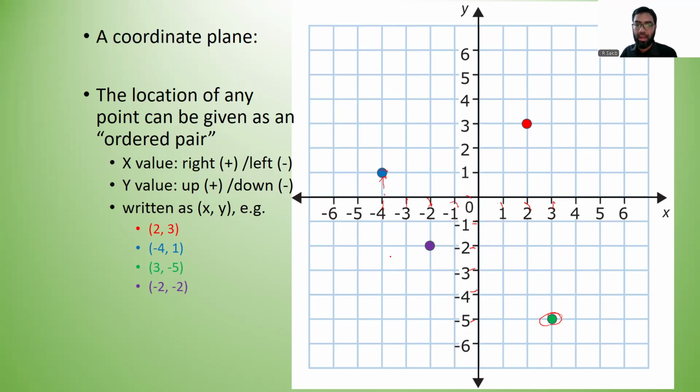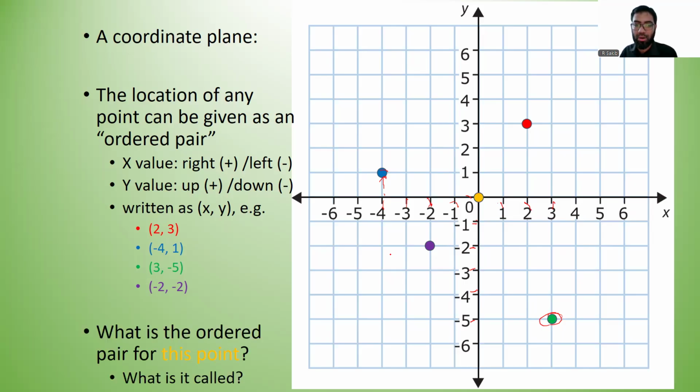Okay, now the next one. What is the ordered pair for this point? What is it called? This point is the origin. We call it the origin, and this is the point which is 0 and 0. So this is my reference point, which we talked about in the previous slide. This is my reference point for the coordinate plane. 0 and 0 are my reference point.